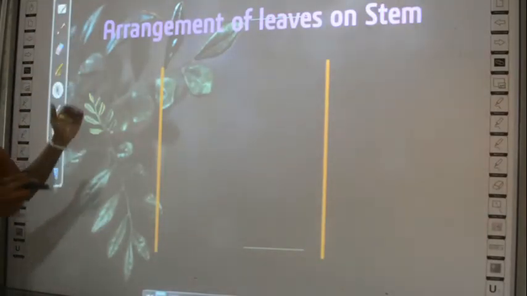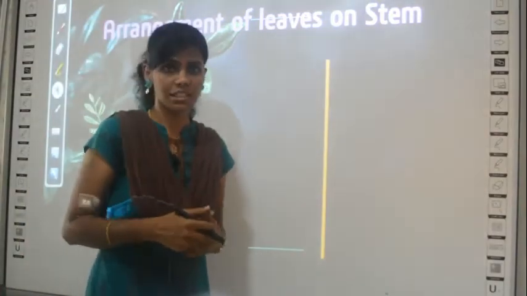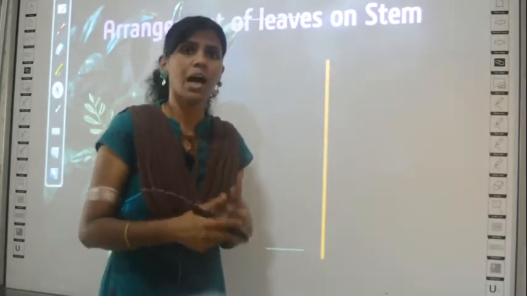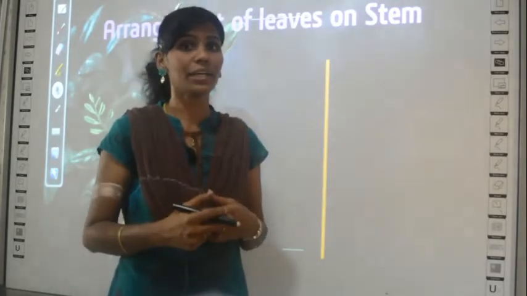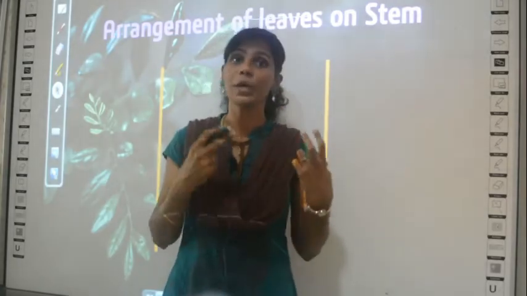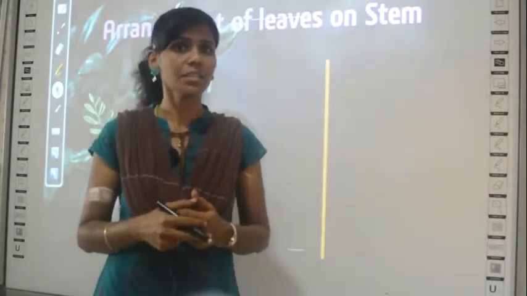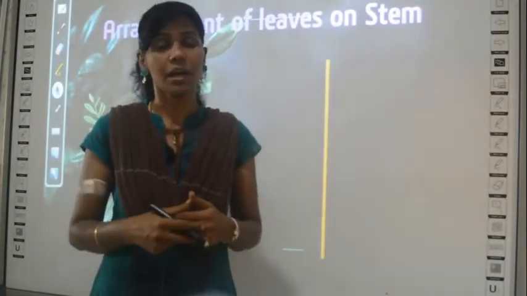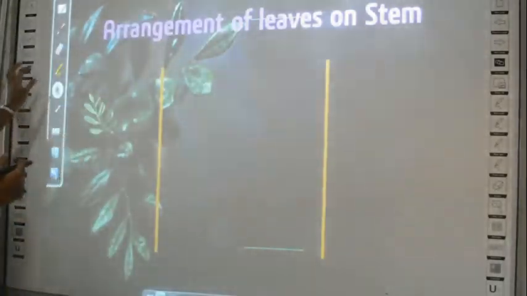So the arrangement of leaves on the stem. Where are leaves arranged? On the stem, right? Not in any other part. Leaves are always attached to the stem. How are they arranged? Based on their arrangement, the leaves are classified into three types. First, we have learned that leaves are classified into two types based on the shape of the leaves, right? Now let's learn three types of arrangements based on how they are attached to the stem. What are those three types?